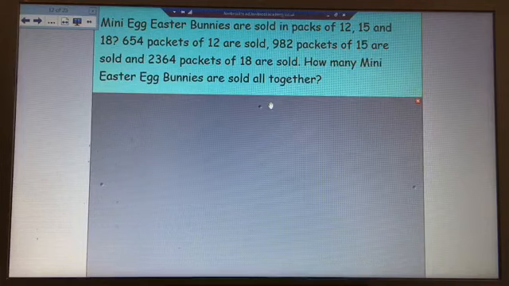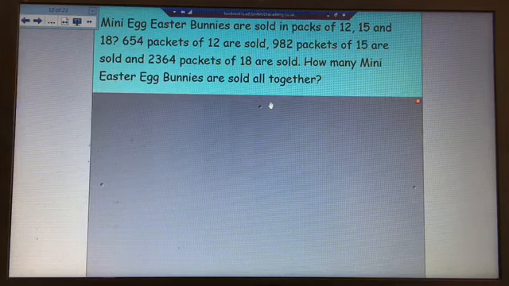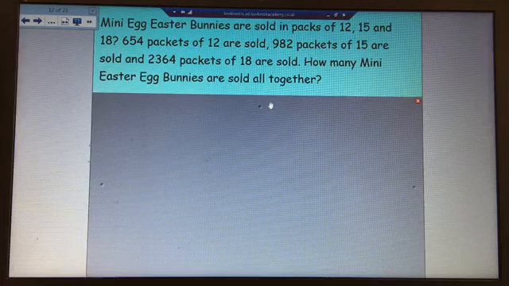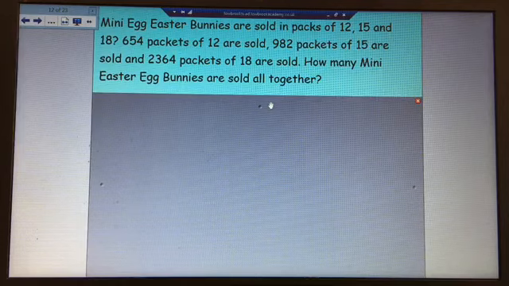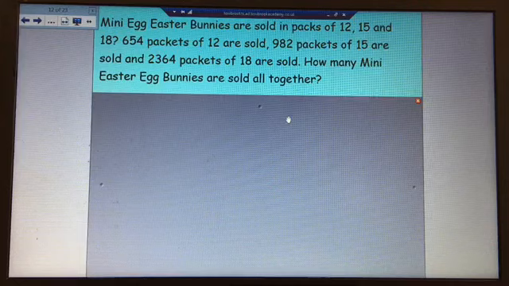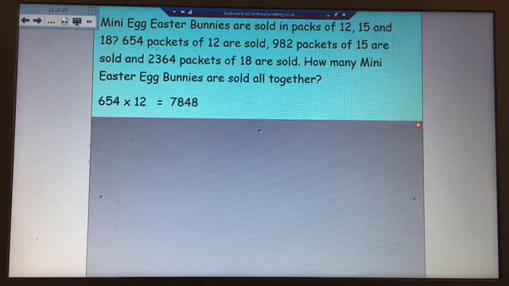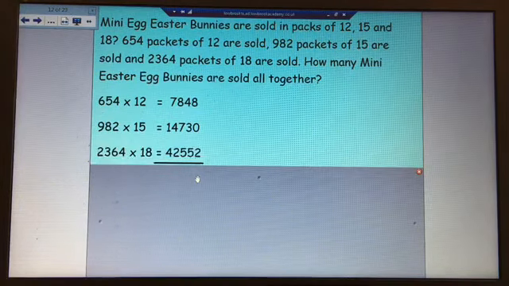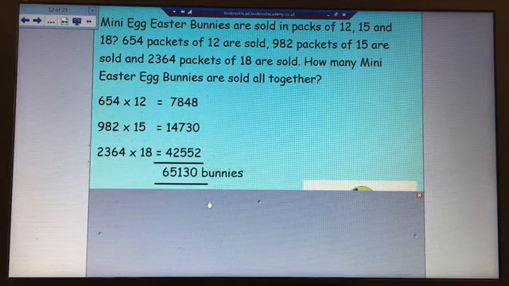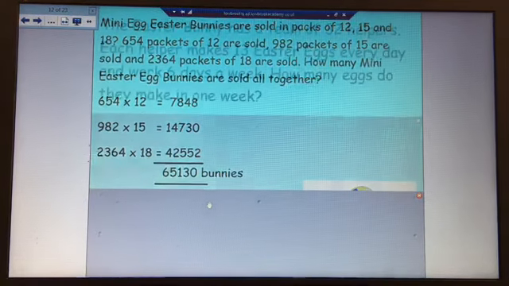Okay, mini Easter egg bunnies are sold in packs of 12, 15 and 18. 654 packets of 12 are sold, 982 packets of 15 are sold, and 2,364 packets of 18 are sold. How many mini Easter egg bunnies are sold all together? So there's a couple of different ways you could do this, but the way I'm going to do it is multiply 654 by 12, because that's how many the packets of 12, there's 654 of them. I'm going to multiply 982 by 15 and 2,364 by 18. Then I'm going to use a column addition to add them all together to make 65,130 bunnies.